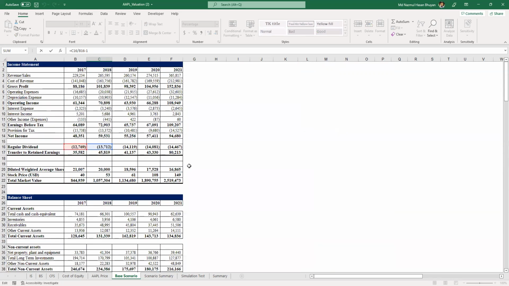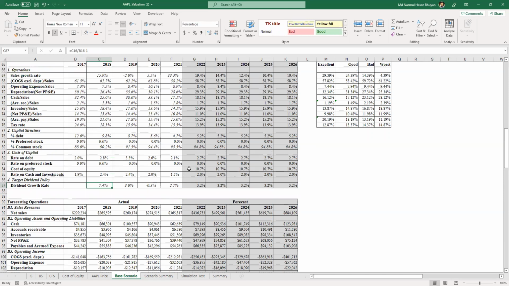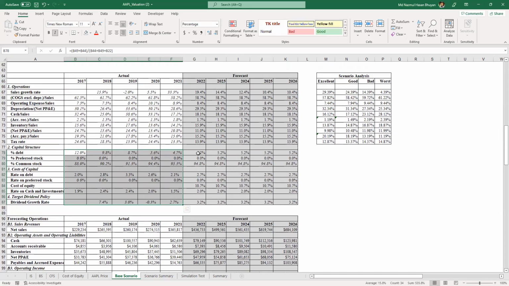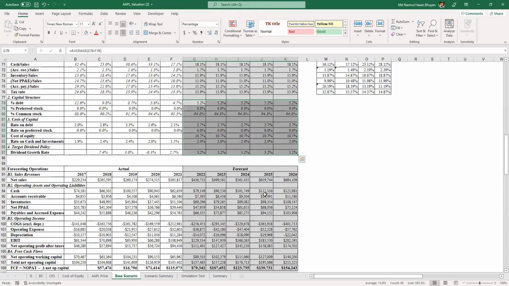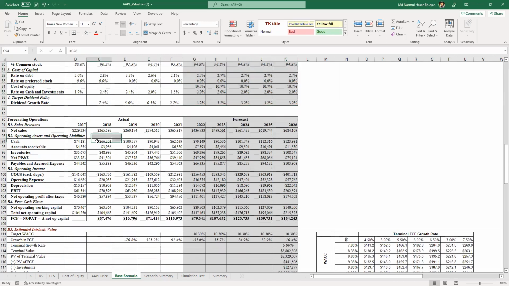So calculate dividend growth rate starting from 2018, and then again based on the values of these ratios in the historical years, you are going to form your expectation for the future years. And then again, this forecasting is very much discretionary. All right, now in the next step, we are going to forecast our operation.